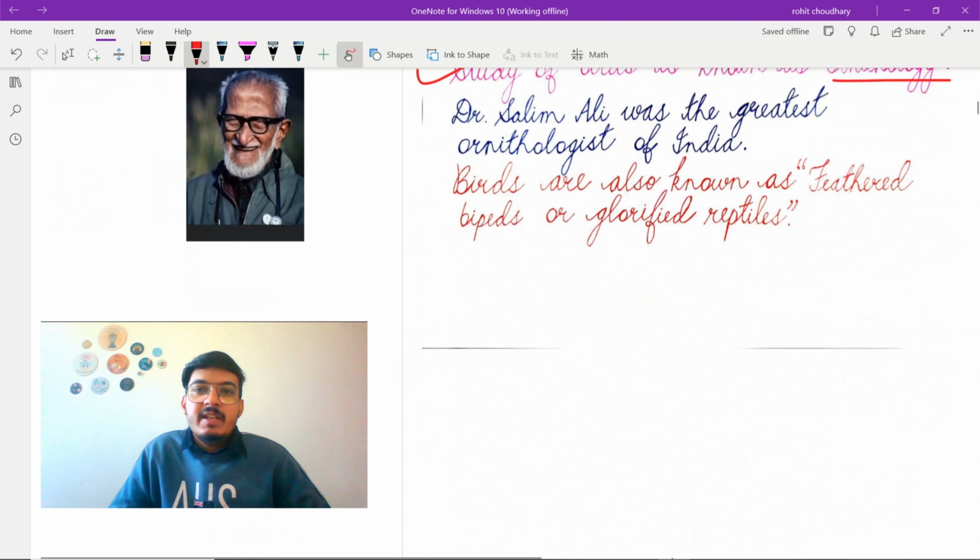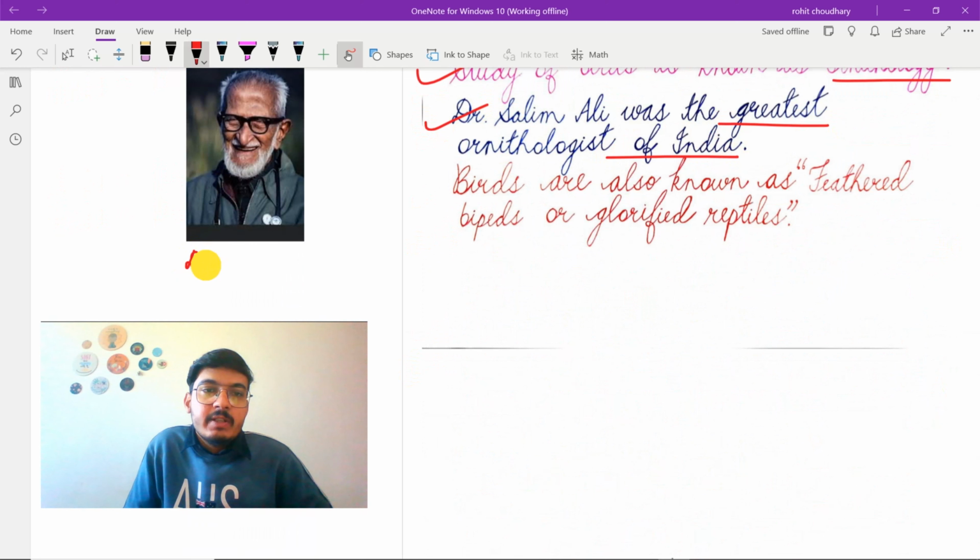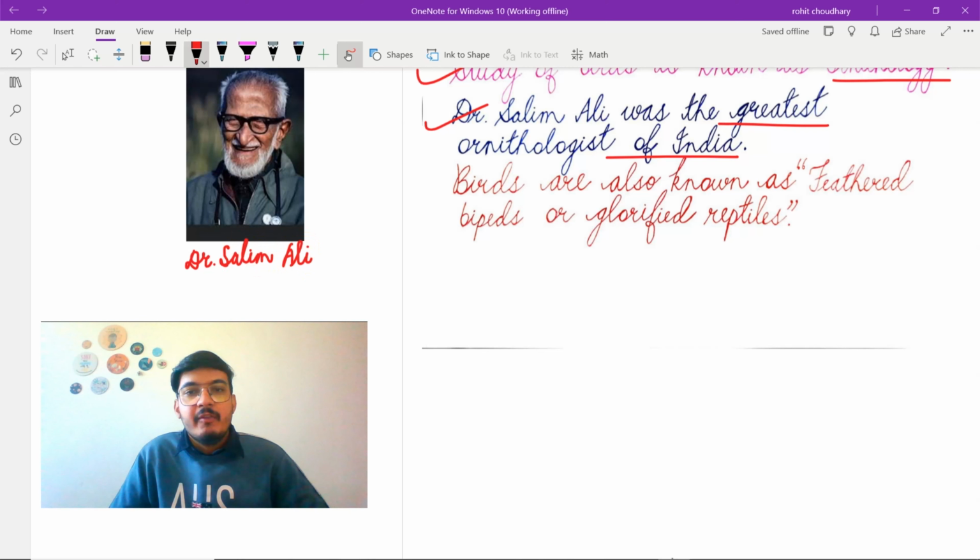The next feature is Dr. Salim Ali was the greatest ornithologist of India. So this is the picture of Dr. Salim Ali, and he is also referred to as Birdman of India.